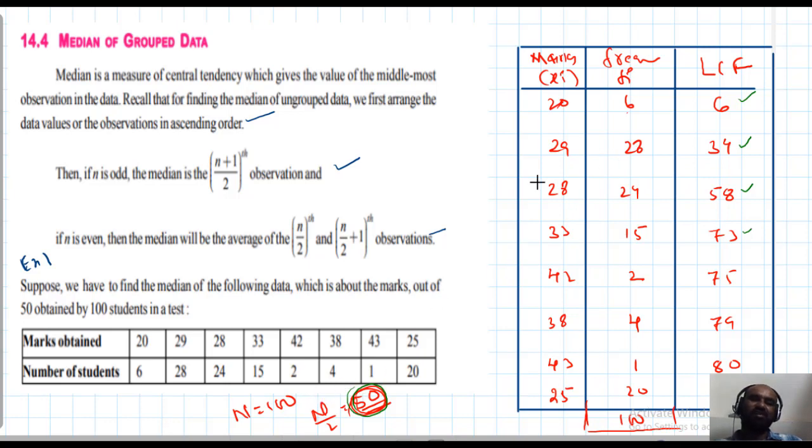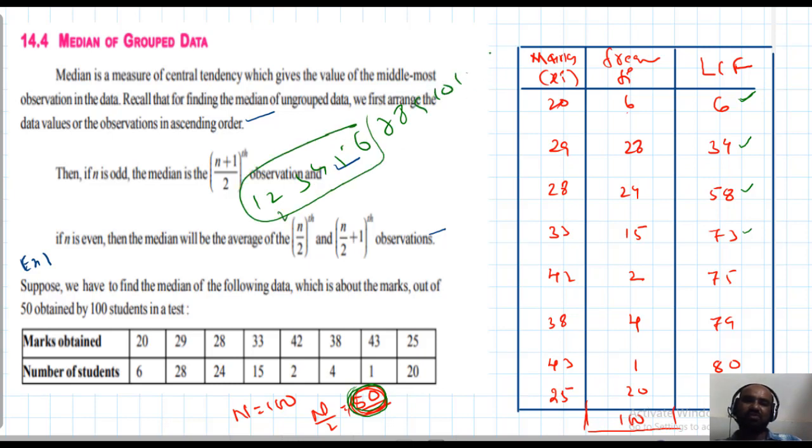But logically, first of all, I want to identify where that student is, the position of the student. So here, we do not know. If we arrange all those 100 students in a row, the first 6 students have marks 20. 1, 2, 3, 4, 5, 6, 7, 8, 9, 10, 11, these are the numbers of the students. Up to these 6 students, their marks are 20, 20, 20, 20 only. But I want the 50th student, so up to 6 is completed. After 6, the 7th student, the 8th student, like that I want to count. So up to here, after counting, 34. This is the 34th student, 35th student, 36th student, up to 34 I counted.